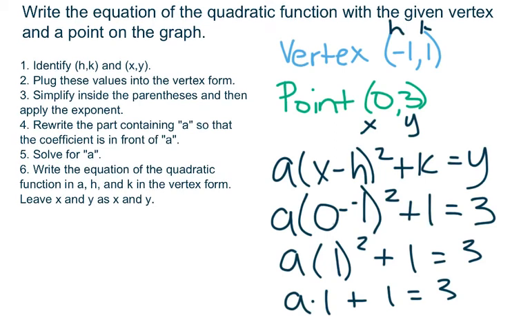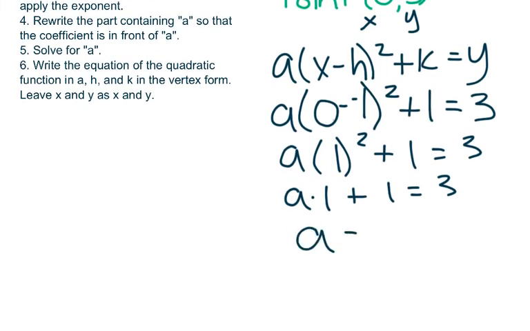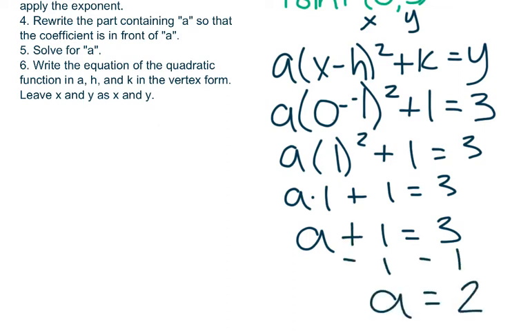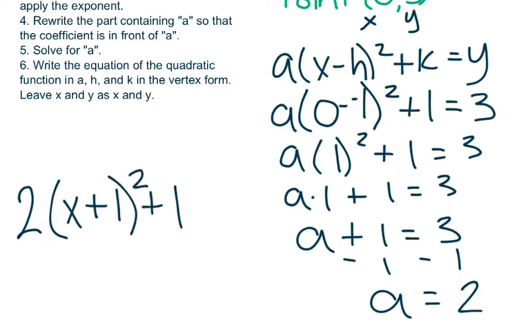Oh, I keep doing that, I'm sorry. A times 1 is just a. And, ooh, not a plus sign. And now to get rid of the plus 1, I'm going to subtract 1. So a actually equals 2. And I'm going to put it all back together. So 2(x plus 1) squared plus 1.